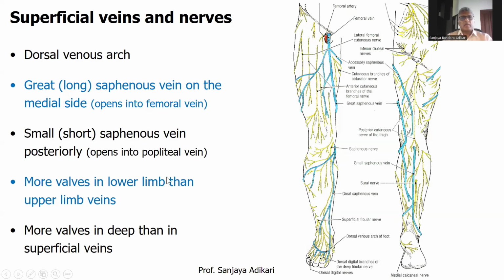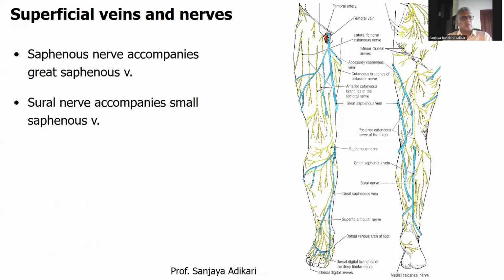Then there's a general rule. There are more valves in the lower limb than in the upper limb. The upper limb also has valves inside the veins, but fewer in number compared to the lower limb. It's understandable because blood has to go against gravity in the lower limb. Then, there are more valves in deep veins than in superficial veins. So in the lower limb, when you compare the number of valves, there are more valves in the deep veins. So that's the general rule. We'll talk about veins a little bit more towards the next slides.